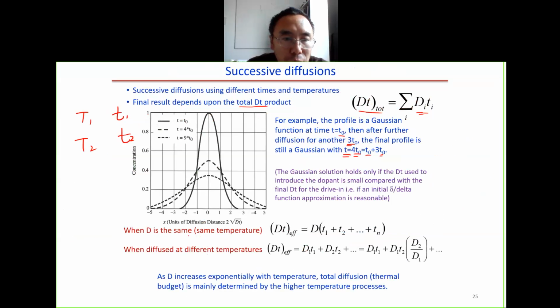For the same temperature, the total value is D times the total time. When the diffusion happens at different temperatures, we can do some rearrangement, so D1 t1 equals D2 t2. You can effectively think of this as another time, because anyway, D and t are always together.